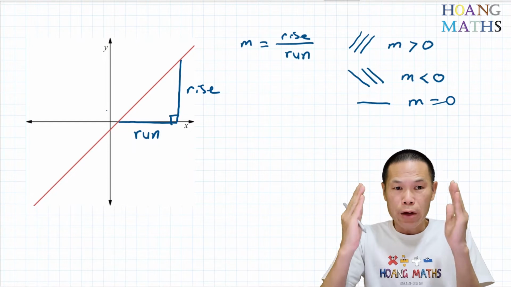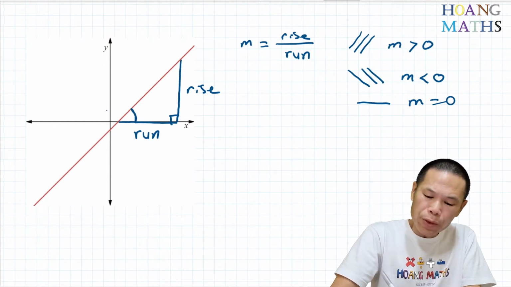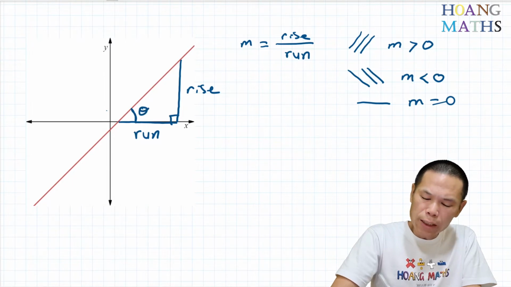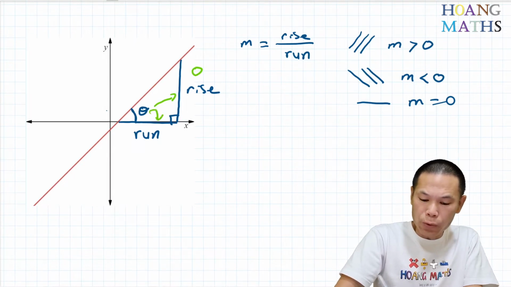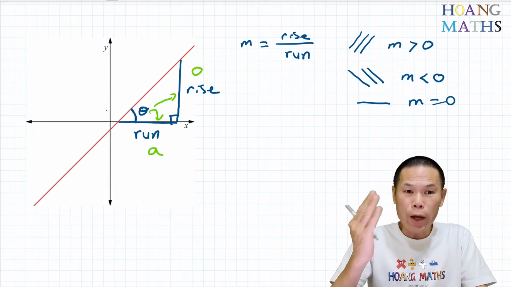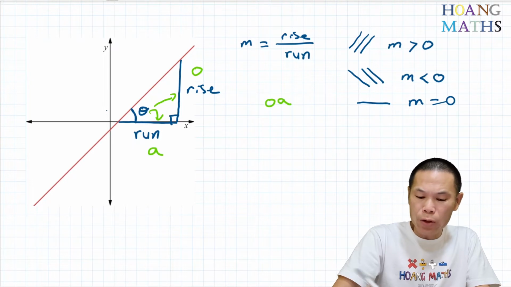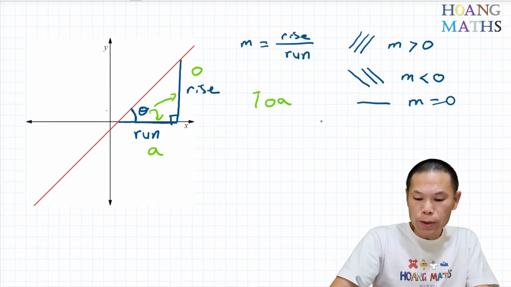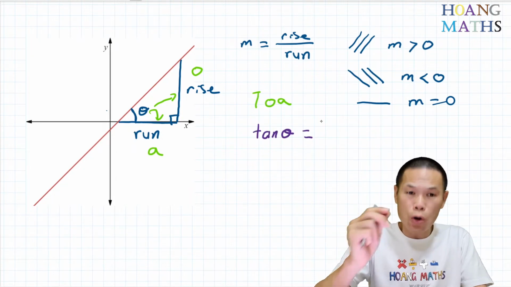But then we know rise over run, if you think about it, let's have a look at this angle here. This is angle theta. The rise is opposite this angle, so just write O. And the run is next to this angle, which is adjacent, which is A. So now we have O and A. Therefore, to find the angle theta, we use tan. So tan of theta is equal to opposite over adjacent.